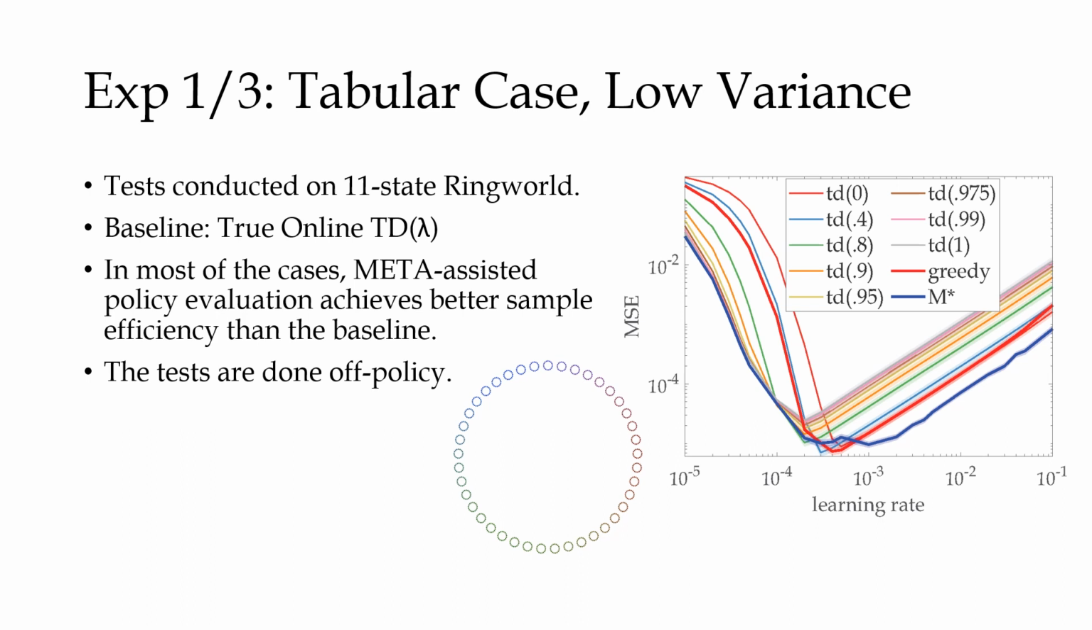As we can see, with nearly every learning rate, the meta-assisted method consistently achieved the best performance among all. Comparing the lowest points of the baseline curves across different learning rates and the M-star curve, we can see that tuning kappa can indeed bring more potential to the performance, as we have claimed.